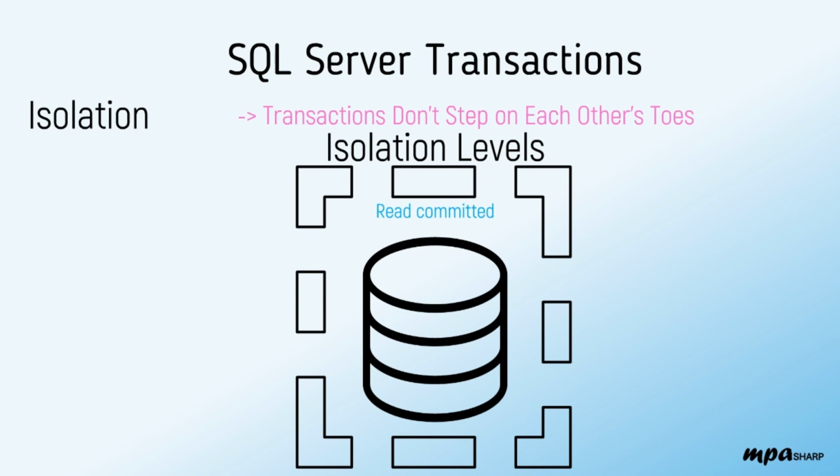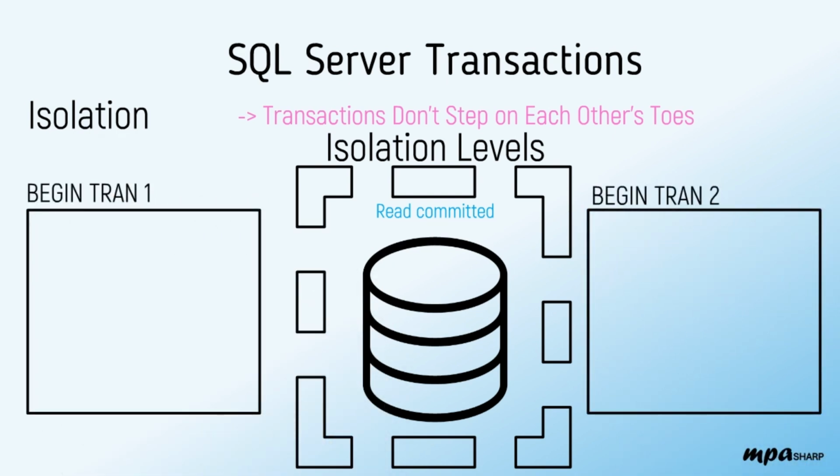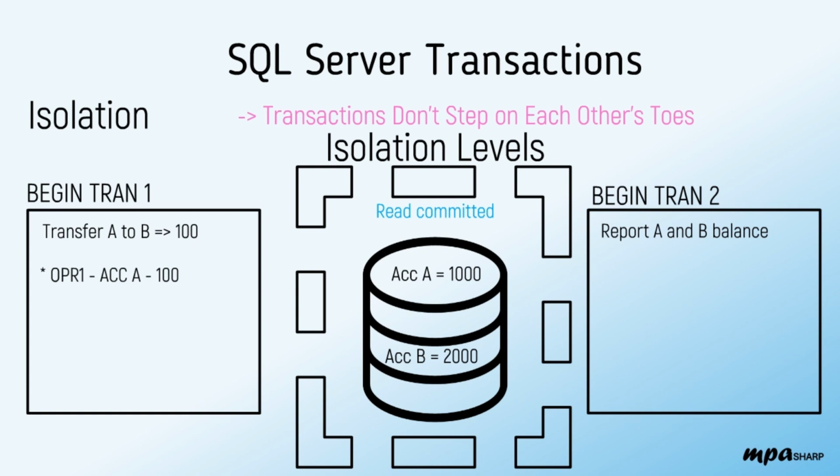In our banking example, let's take two transactions. Let's say transaction 1 wants to transfer 100 from account A to B. Then transaction 2 wants to create a report on the account balances of account A and account B. Transaction 1 starts to transfer $100 from account A to account B.